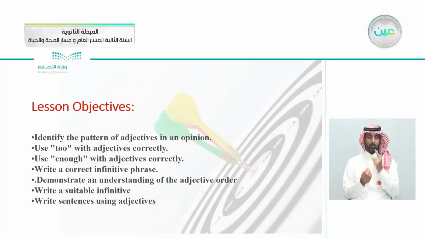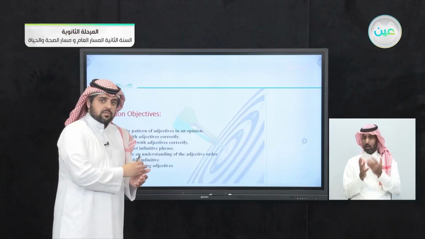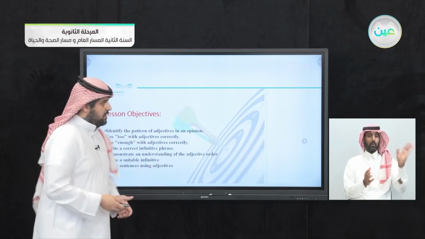So let's jump to today's lesson, the grammar lesson. These are today's objectives. To identify the pattern of adjectives in an opinion, use too with adjectives correctly, use enough with adjectives correctly, write a correct infinitive phrase, demonstrate an understanding of the adjective order, write a suitable infinitive, write sentences using the adjectives. So today we'll be talking about adjectives, and also we'll be using too and enough.